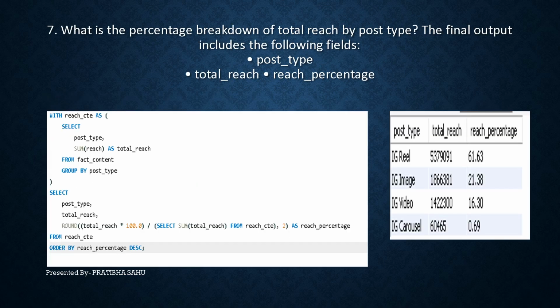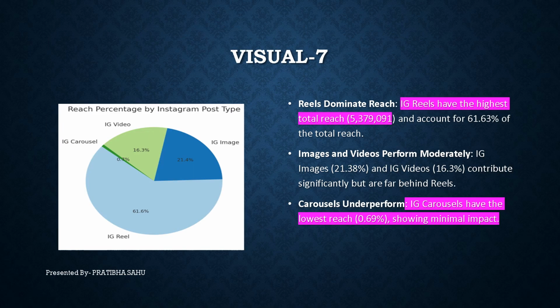The seventh ad hoc question is what is the percentage breakdown of total reach by post type? The final output includes the following fields, that is post type, total reach, reach percentage. So this pie chart shows that the IG Reels have the highest reach, that is 61.60% among all Instagram post types.